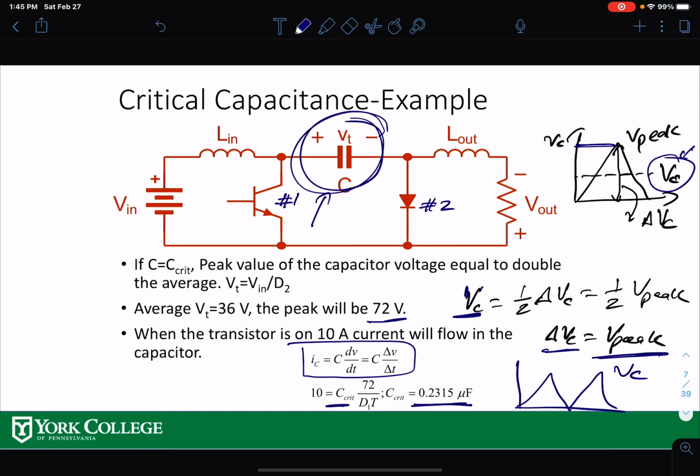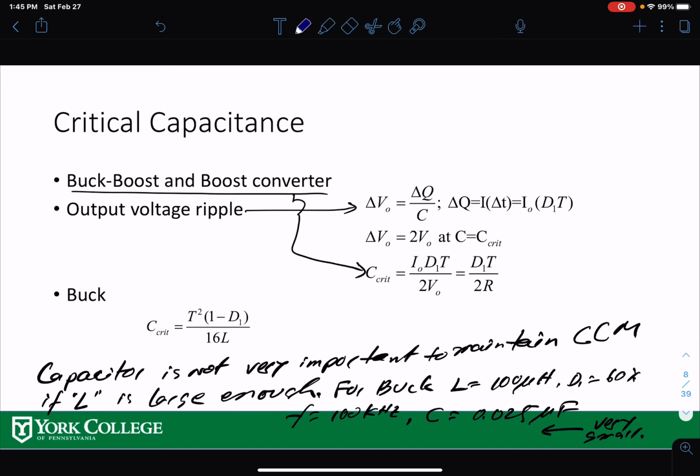So that's your VC, and that's your average value, VC or VT. Okay, so that's what's happening at that value of capacitor. So if you want that value, this is 100% plus minus 100% ripple, right? So if you want 10% ripple, then you have to increase this one by 10 times. That would be 2.315 microfarad, all right? So that's the value here, critical capacitance value.